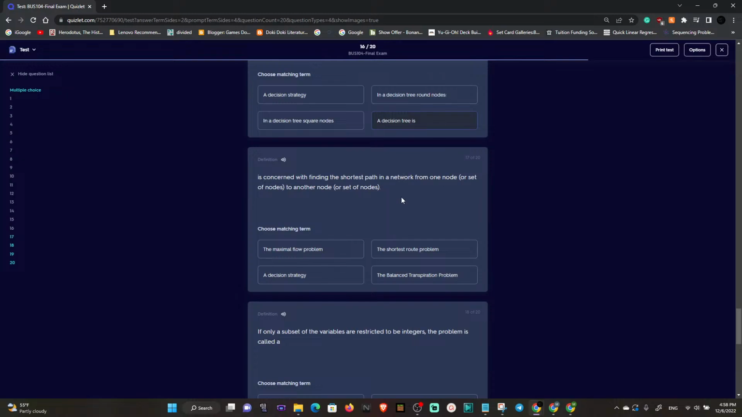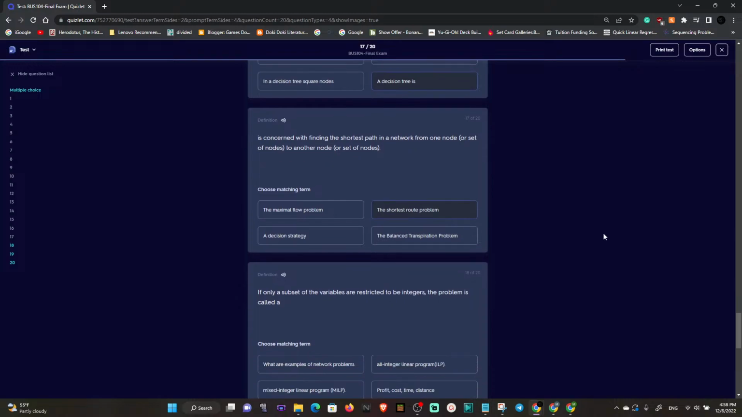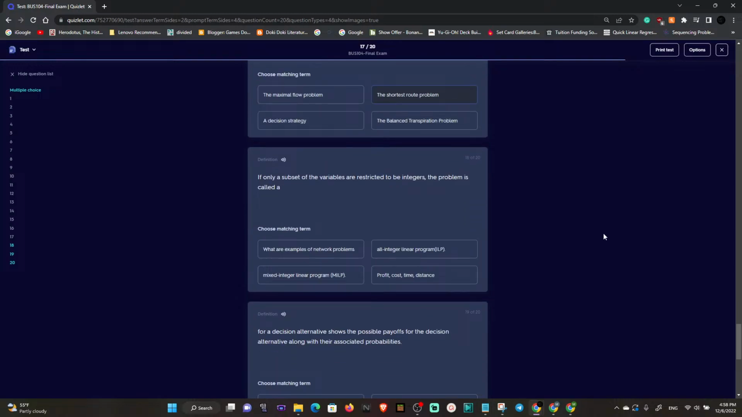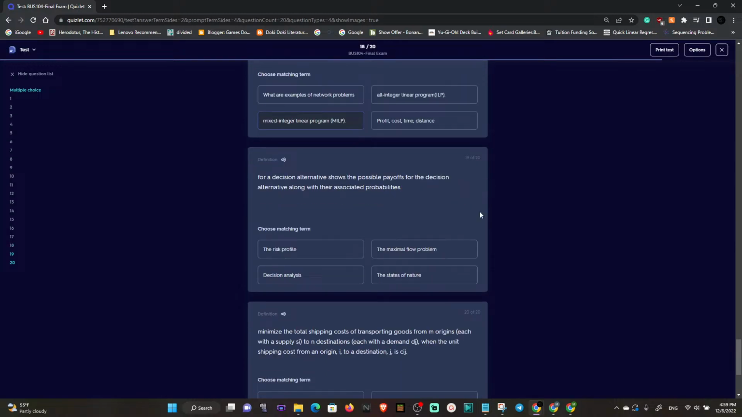It's concerned with finding the shortest path in a network from one node to another node. Shortest route problem. You're up. If only a subset of the variables are restricted to be integers, the problem is called a mixed integer linear problem. For a decision alternative, it shows the possible payoffs along with their associated probabilities.